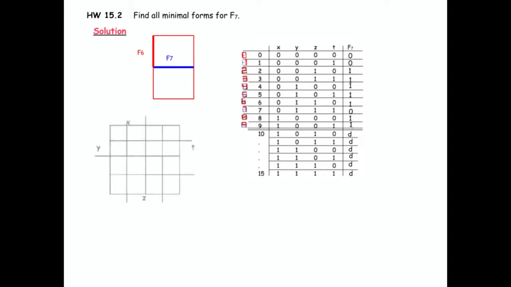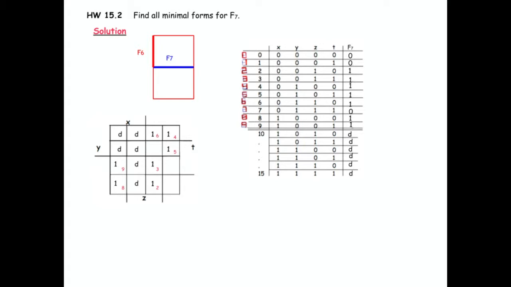Okay, so now we can put them on the K-map. So we have 2, 3, 4, 5, 6, no 7. We have 8 and 9, and no 0. Right, and then we have 6 Ds in the same position where they were last time.